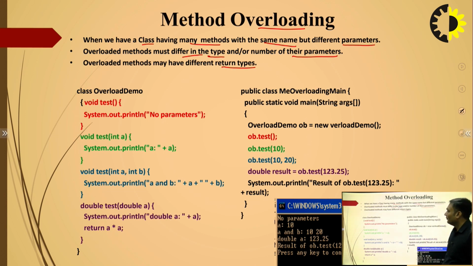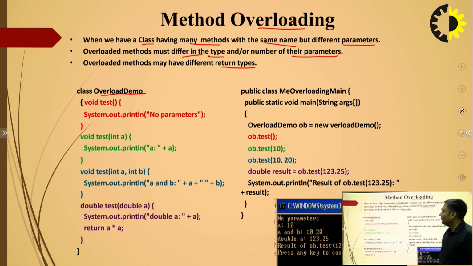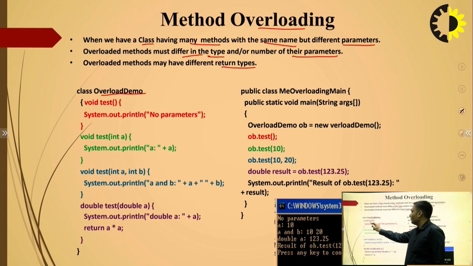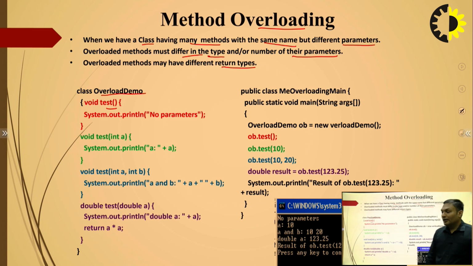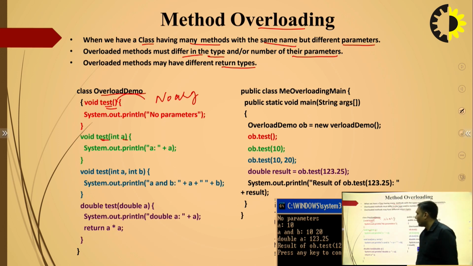So let's see an example of method overloading. For example, I'm defining a class whose name is OverloadDemo, and there is a method called void test. And there is again a method with the same name, test, here, but with no argument, and another with one argument. Now again there is a method called test, here with two arguments, A and B.